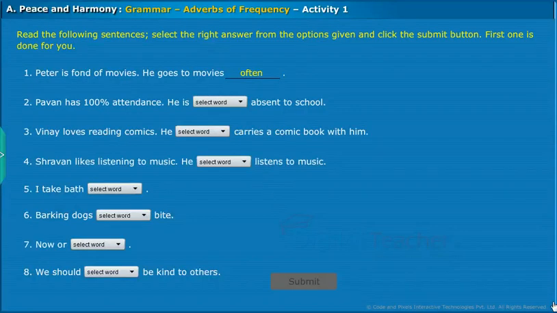Let us now do a simple activity related to adverbs of frequency. Read the following sentences. Select the right answer from the options given and click the submit button. First one is done for you.